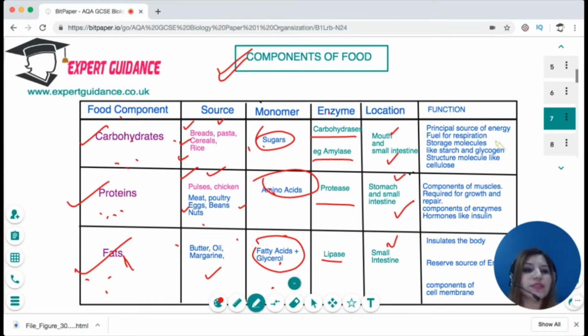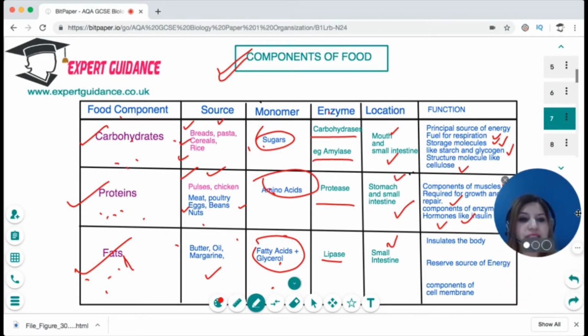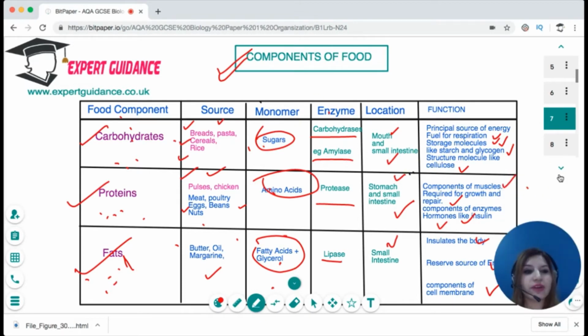Carbohydrates are the principal source of energy. They are fuel for respiration. They can be storage molecules like starch and glycogen, or structural molecules like cellulose in plants. Proteins are the components of muscles required for growth and repair. They're the components of enzymes, and they are also components of some of the hormones like insulin. Fats are used to insulate the body. They are the reserve source of energy, and they also make the cell membrane. Okay, so you should know what the different components of food are, their sources, where they're digested, and what their function in the body is.